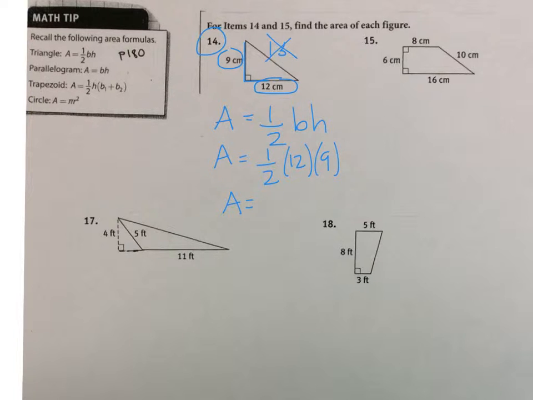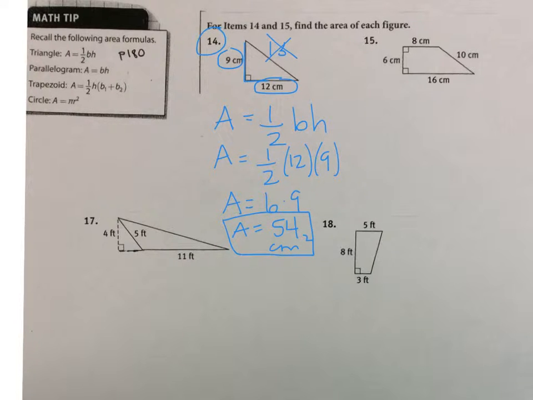Now you can do this multiple ways. You can do 12 times 9 first, and since 12 times 9 is 108, then you can take half of that and you'd get 54. Or you can do half of 12, which is 6, and you can do 6 times 9, which is 54. And this is centimeters squared.